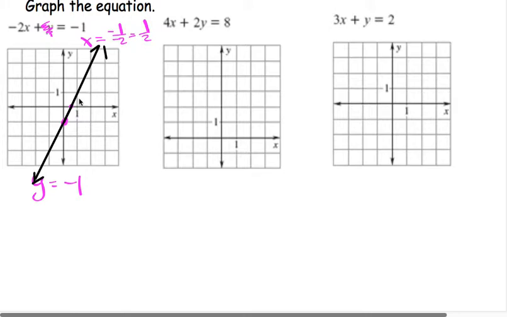So I really like graphing like this. I think it makes it pretty quick and easy to do. So let's look at the next one.